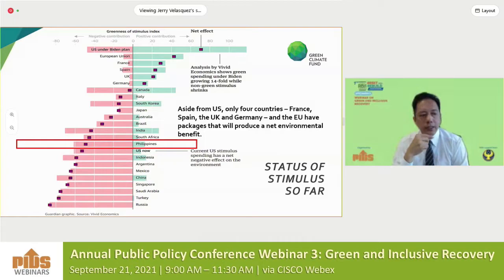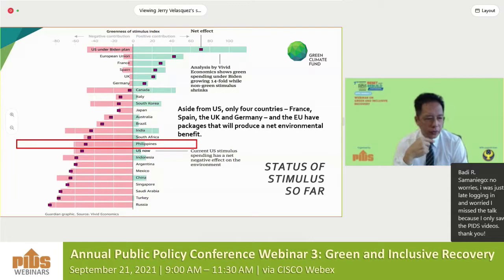So there are two US points here. As you can see, aside from the US under President Biden, only four other countries, France, Spain, UK, and Germany, and the EU in general, have packages that will produce a net environmental benefit. Every other country is a net negative. So this is the challenge that we face. Many, many countries, including in the same region as the Philippines, are in a far worse situation.